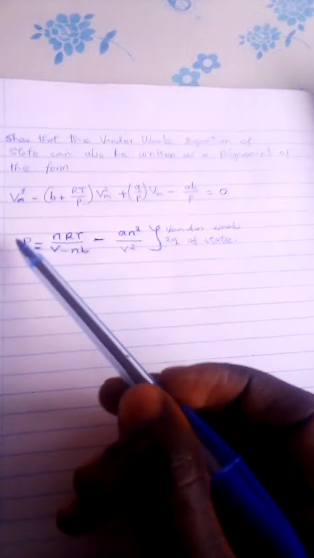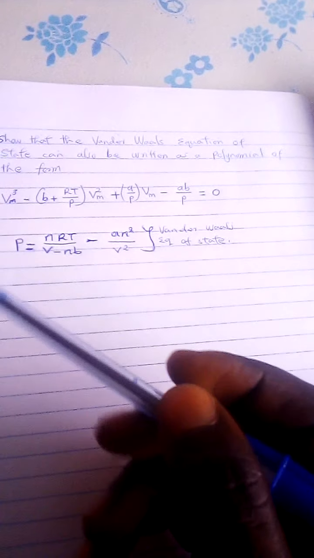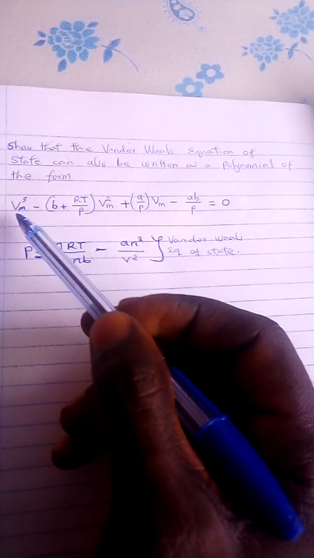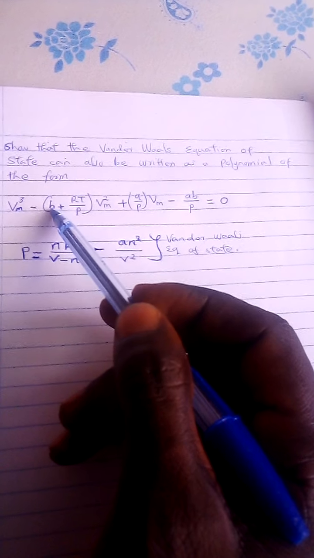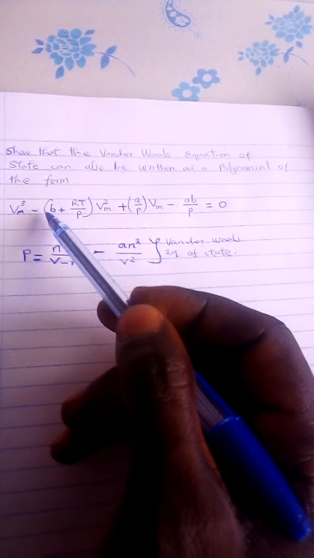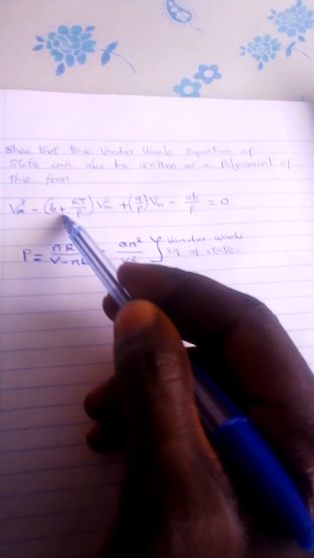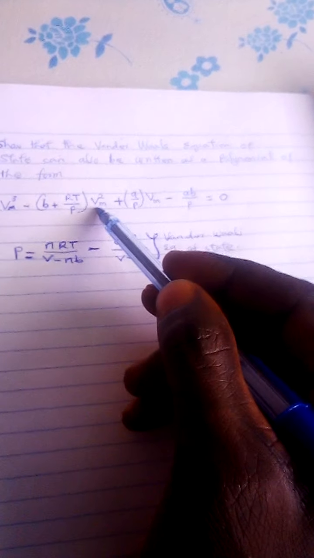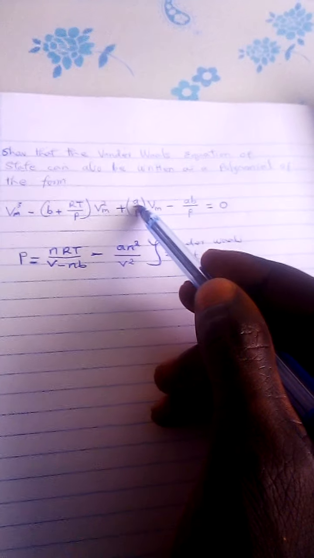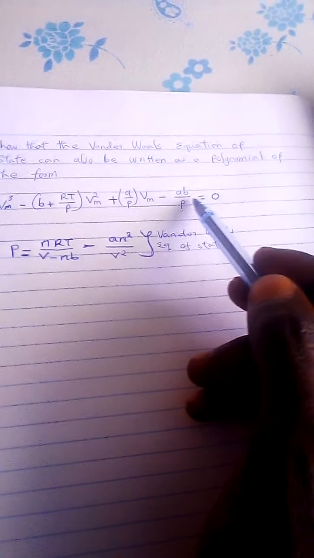In this video, we're going to show that the van der Waals equation of state can also be written as a polynomial of the form: molar volume cubed minus (b, which represents the strength of repulsive interaction between molecules, plus RT over P) times molar volume squared, plus a, which represents the strength of attractive interaction, times molar volume, minus ab over pressure, equals 0.